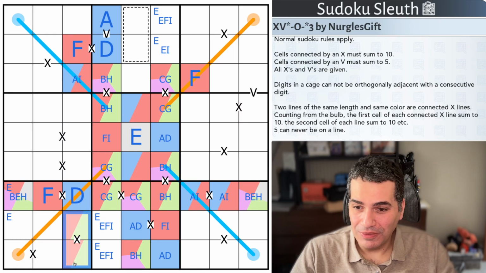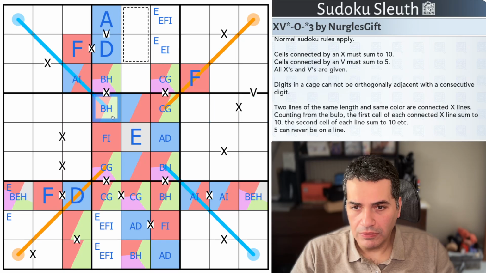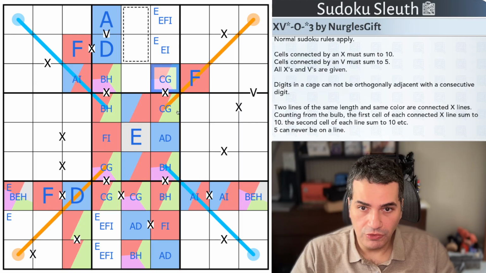Hasn't helped me at all here. Fine. Like, at all. Of course, this was never green. You see, because it's a 10, and I would need either the non-purple BH or the non-purple CG in here. And I can't have 2 of these, and I can't have 2 of these because of Sudoku.